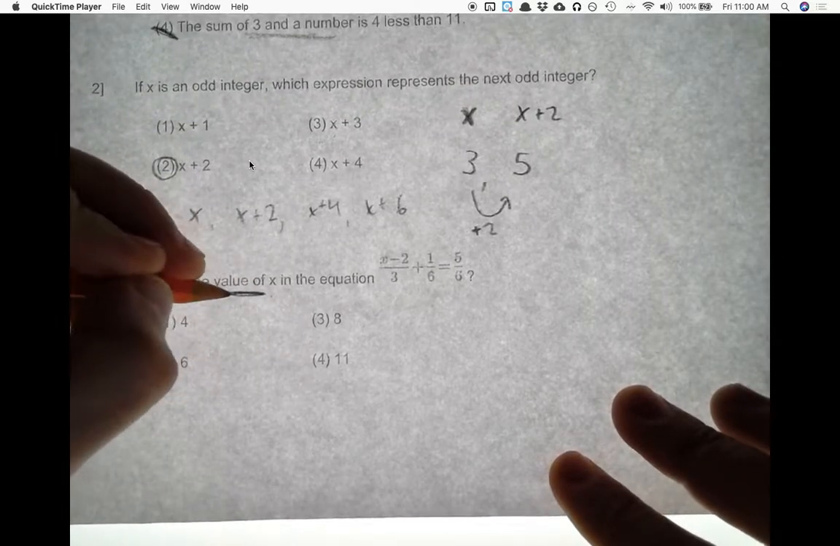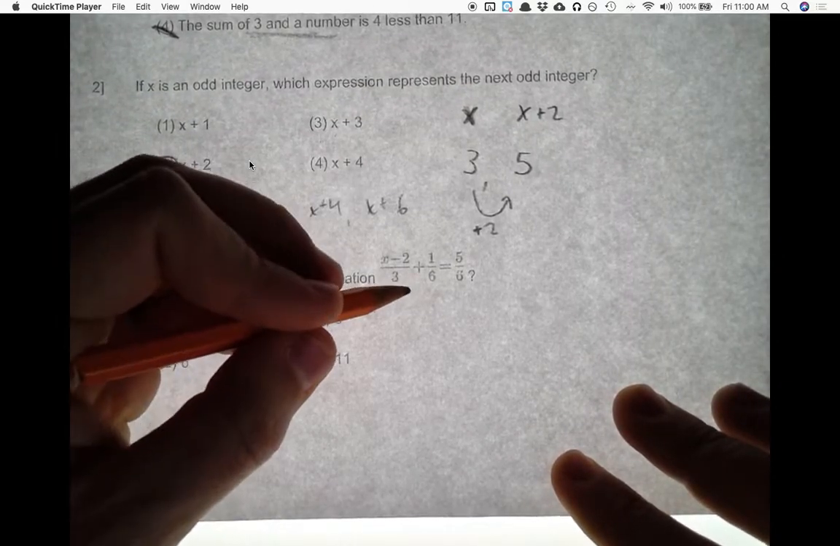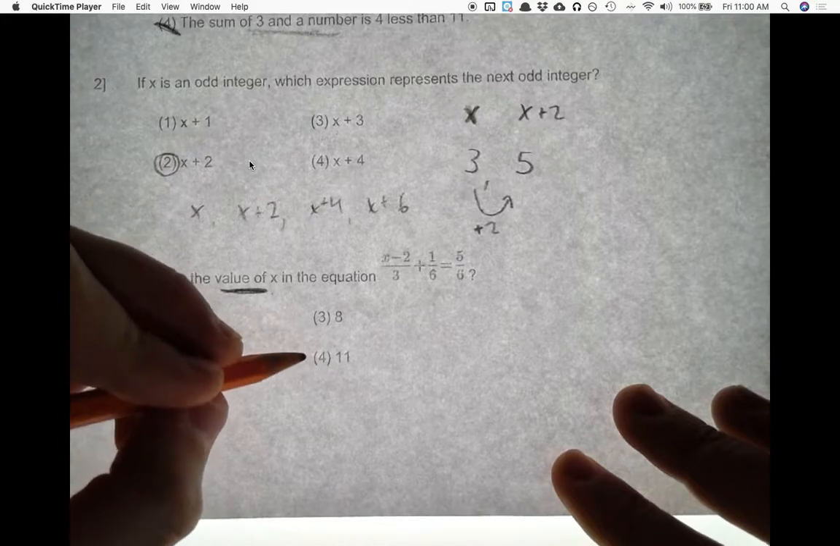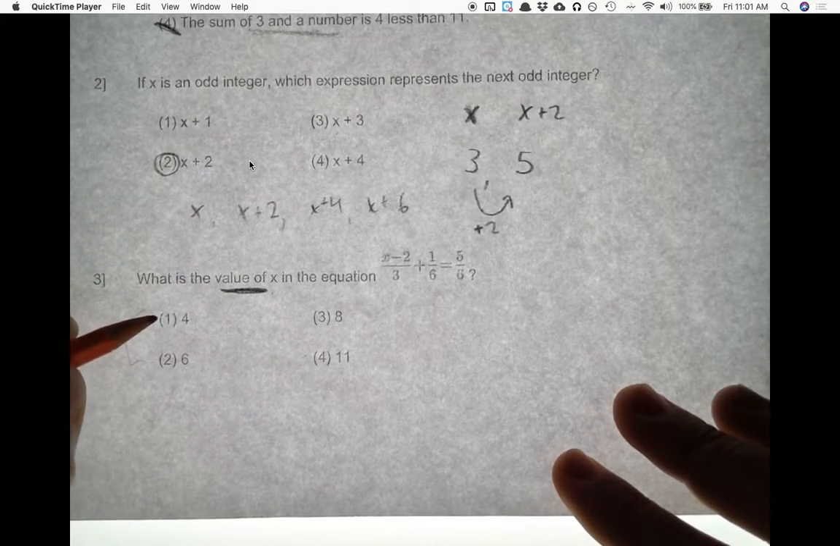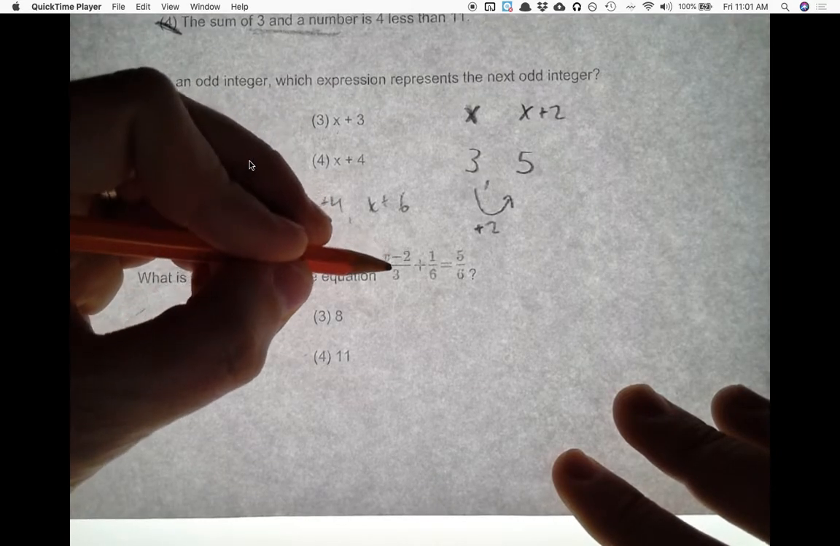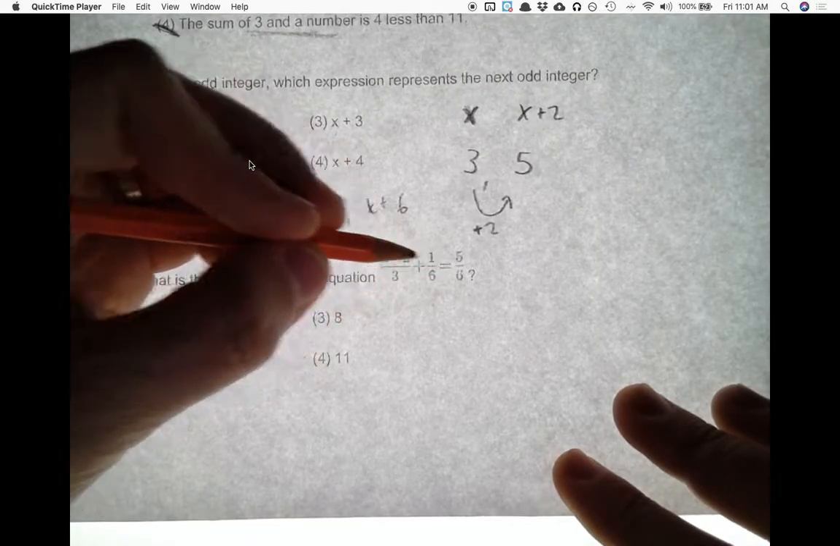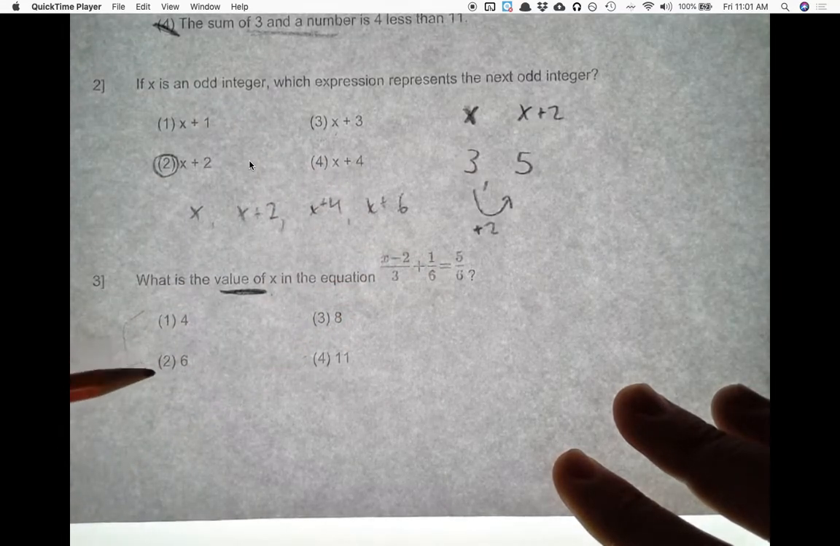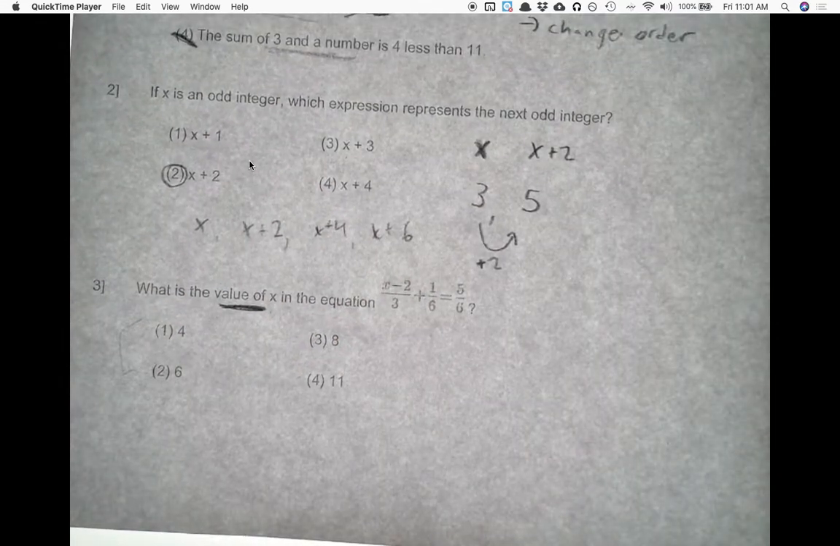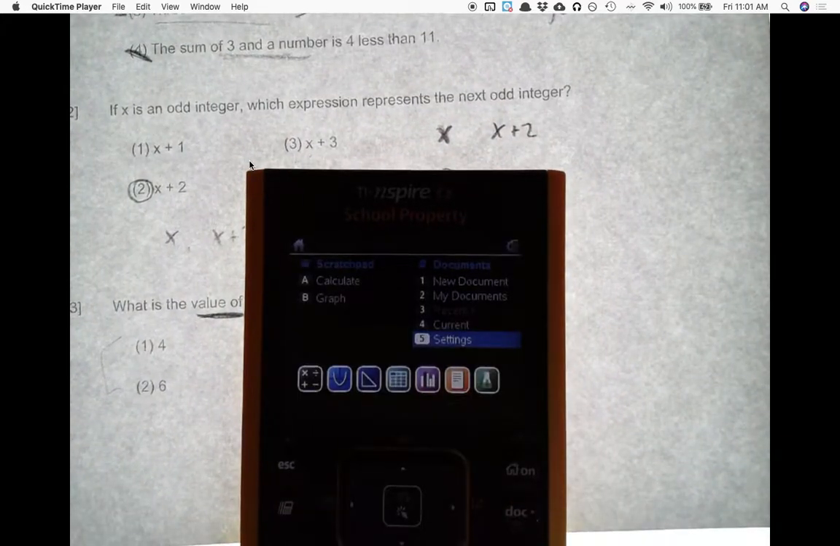Whenever you're looking for the value of x, you've got an equation in your question, and you've got values as your possible answers here. You can go ahead and just plug in, what if it was 4 minus 2 over 3 plus 1 over 6 equals 5 over 6? What if it was 6 minus 2 over 3 plus 1 over 6 equals 5 over 6? You could plug all these in, or you can use the calculator's nSolve function.